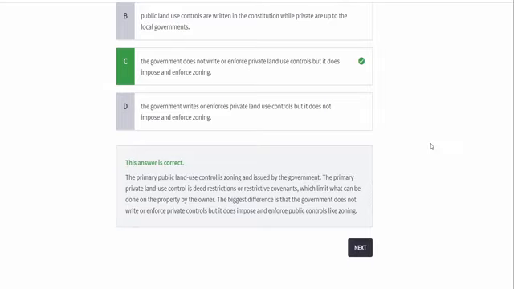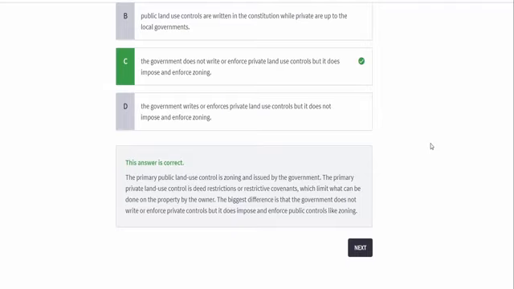But the biggest difference, of course, bringing things full circle, is that the government does not write or enforce private controls, while it does impose and enforce public controls like zoning. Let me explain that one more time. Sorry, it's a little bit of a tongue twister, all the P's in public, private, all that good stuff. So let's make this super simple. Okay, let's not overthink this. When you think public land use control, think of zoning.